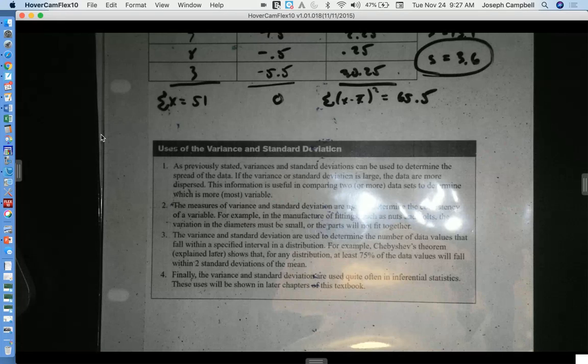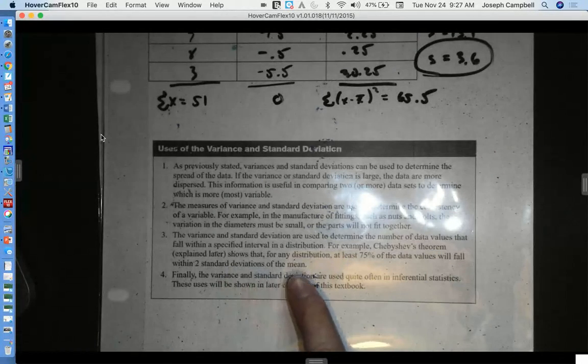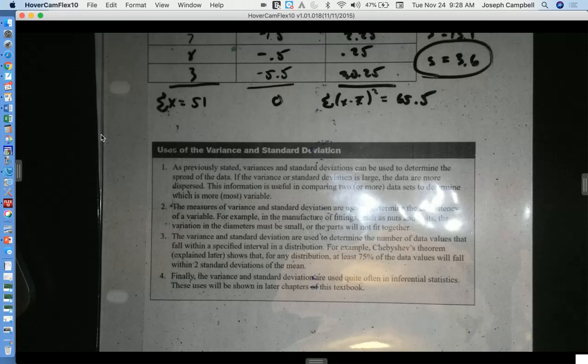Okay, now we start talking about, well, I guess you'll see probability distributions, which are really powerful. So, for example, Chebyshev's theorem, which we will talk about a little bit, shows that for any distribution, at least 75% of the data values will fall within 2 standard deviations of the mean.